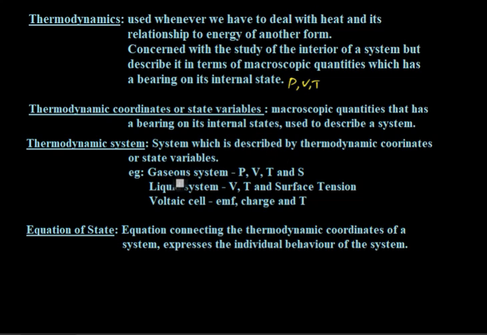Now, if you consider a gaseous system, you know that to describe the behavior of a gaseous system completely, we use the state variables pressure, volume, temperature and entropy. So, pressure, volume, temperature and entropy are the thermodynamic coordinates or state variables of a gaseous system.